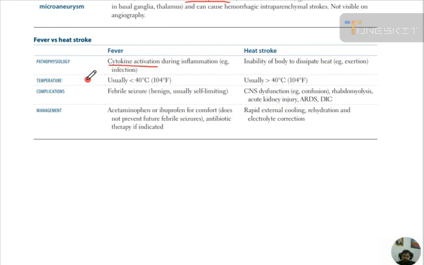In fever the temperature is, for example, up to 104 degrees Fahrenheit, and in heat stroke it is more than 104 degrees Fahrenheit. Complications: there would be febrile seizures as a result of increased temperature, benign and usually self-limiting. Heat stroke may result in CNS dysfunction like confusion, rhabdomyolysis, acute kidney injury, ARDS, and DIC.